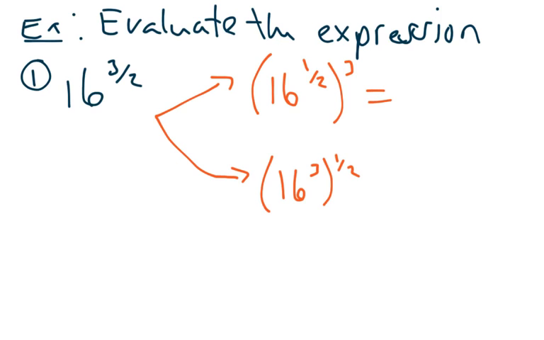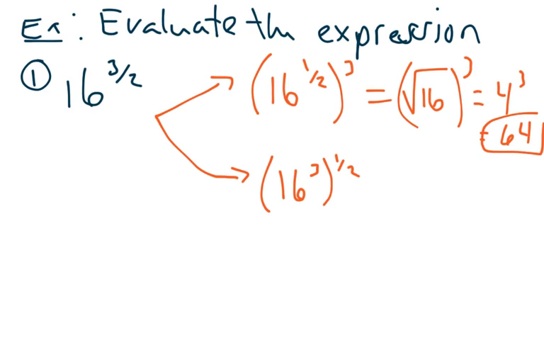With the one on the top, 16 to the 1/2 power is the same thing as the square root of 16. The square root of 16 is 4, and then 4 cubed is, if you look at your sheet, if you're not sure what 4 to the 3rd power is, go find 4 on the far left, go over to the end of the third, and that would be 64. This is your answer.